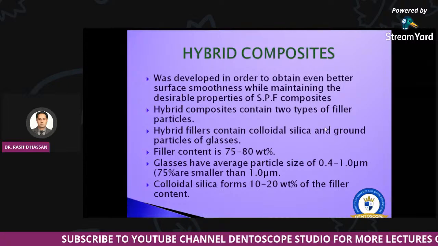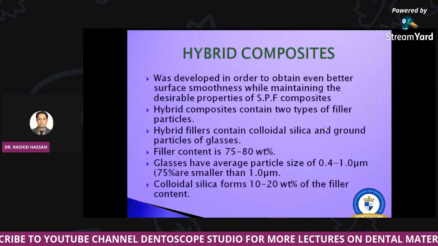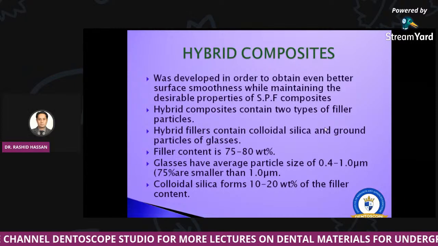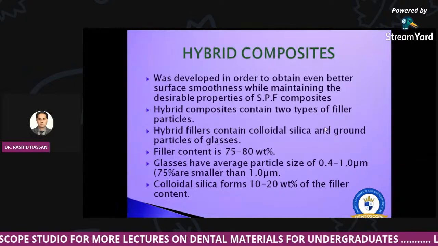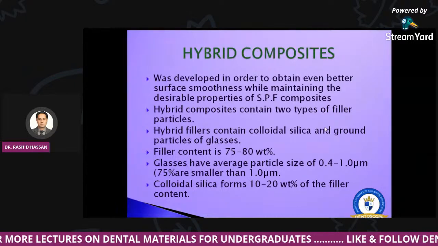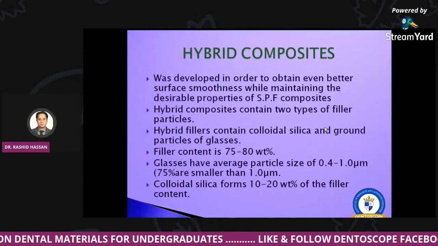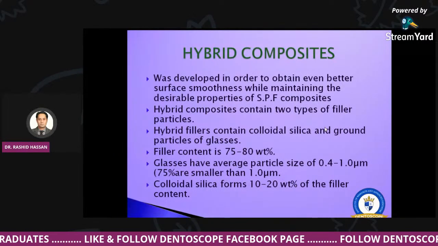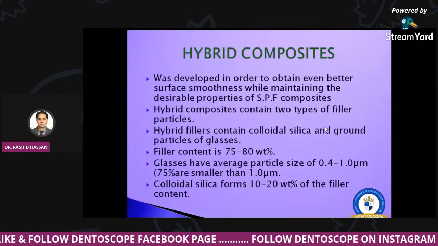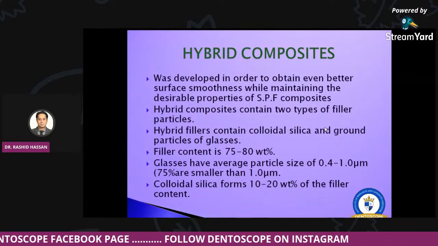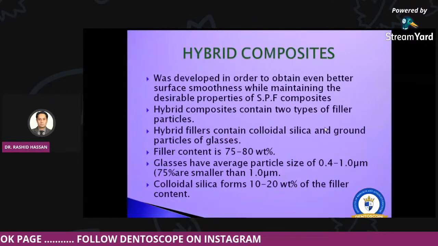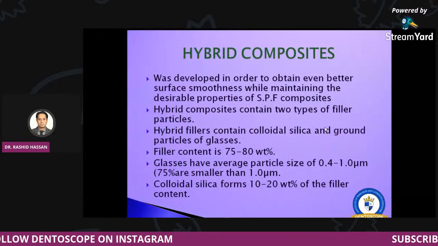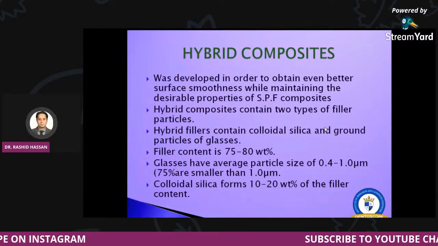The filler content is 75 to 80%. That's exactly what we require. More filler, more strength, more hardness. So the glass reaches a particle size of 0.4 to 1 micrometer, whereas the colloidal silica is present in the 0.04 micrometer size. So these are the two different sizes of filler particles which are used in the hybrid composites.